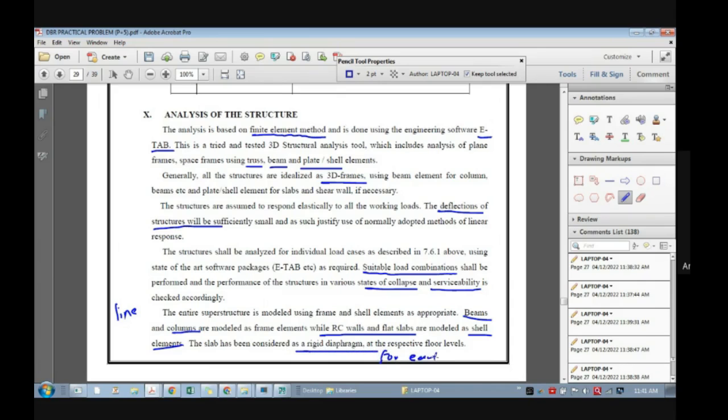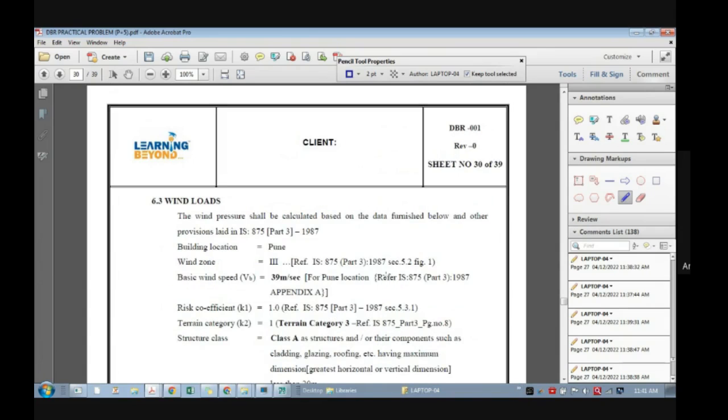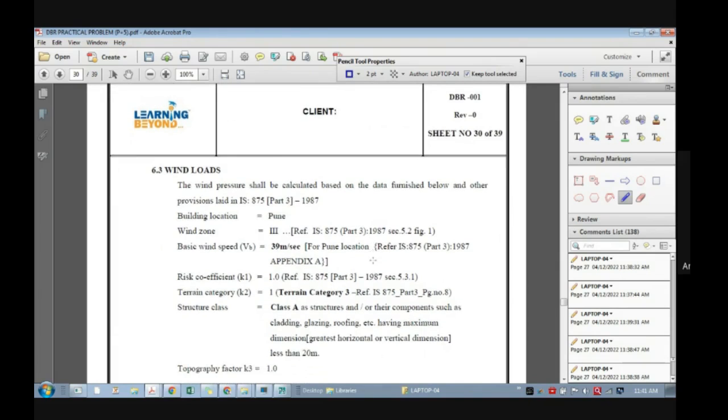So see, so much minute detailing is considered in the design basis report. Then you will understand what you are doing. Otherwise, every time there will be questions. Okay, and yes, actually this is also added here.